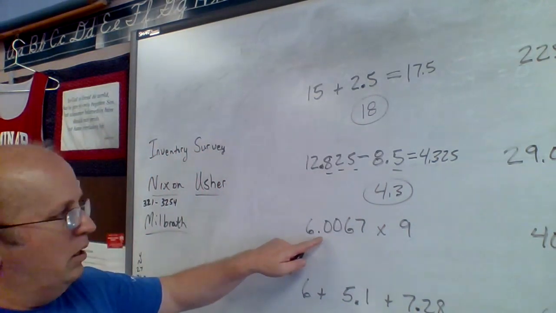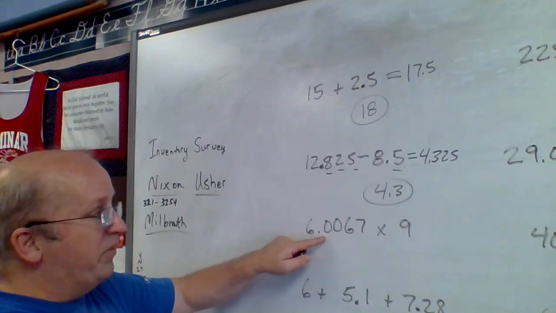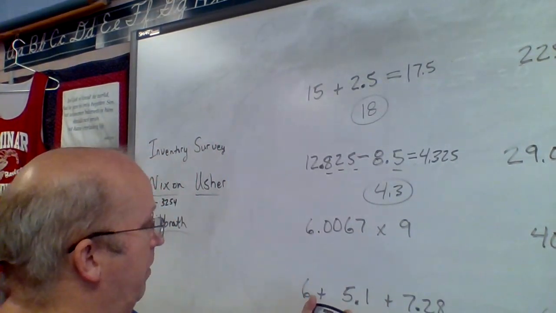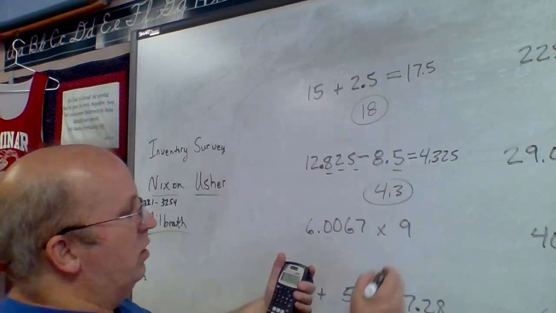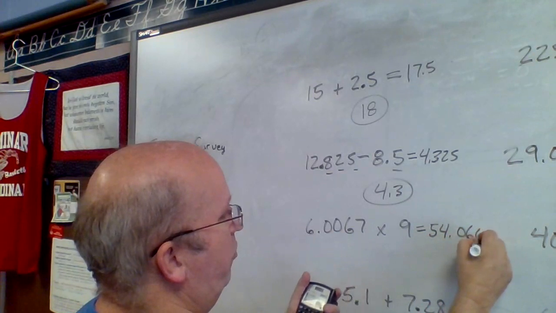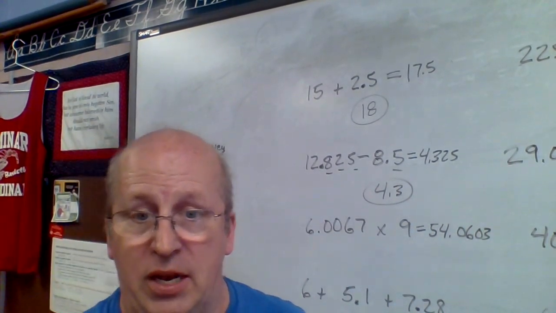How about this one? Uh-oh, new set of rules. This is the set of rules for multiplying on the top of the next page. If I multiply these two numbers together, I'm going to get, let's see here, an answer of 54.0603.